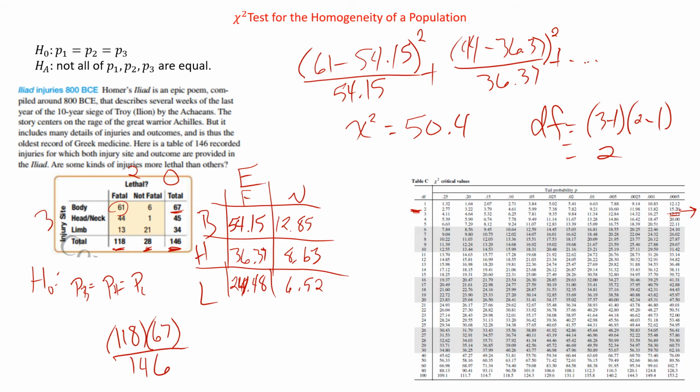So our conclusion here would be that not all types of injuries are going to be equally likely to occur, or equally likely to be fatal. So not all injury locations are equally likely to be fatal.